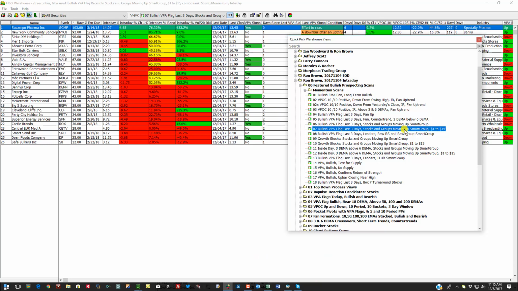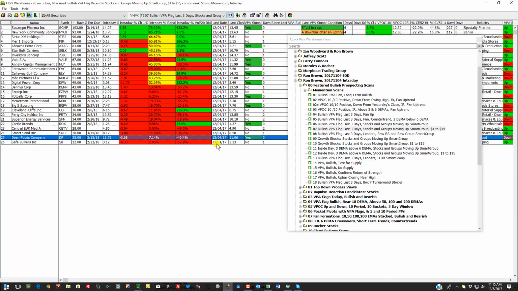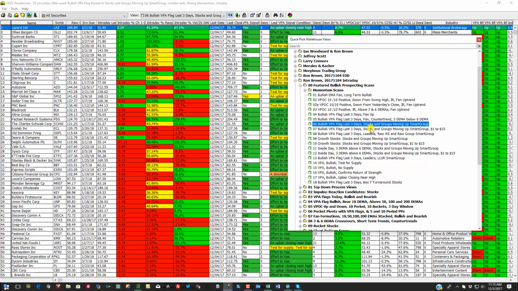So if I go to the 1 to 15 group, and once again, there had to be a bullish VPA flag the last 3 days. And out of this group of 100, there are only 4 stocks that are positive today. So some of these stocks that were moving up previously, like in the food group and so on, there's profit taking going on. And all that information is available just by flipping back and forth.